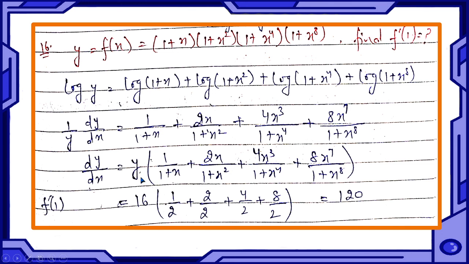So here what is y? y was this thing, means 1 plus 1 is 2, 1 plus 1 is 2, 1 plus 1 is 2, 1 plus 1 is 2, means 2 into 2 into 2 into 2 is 16, and then put the value of x as 1 here also, and the final answer is 120.